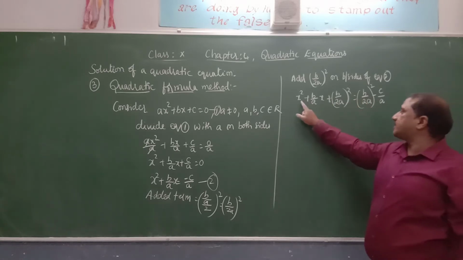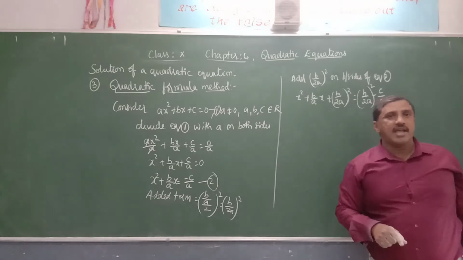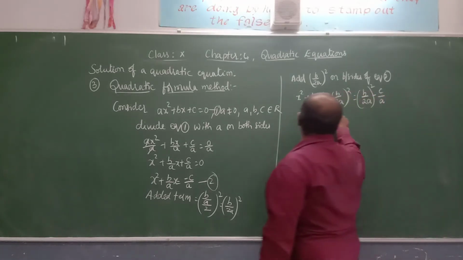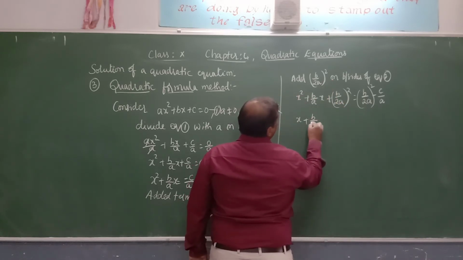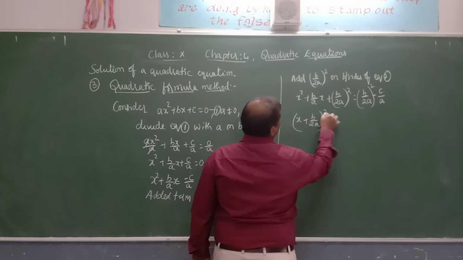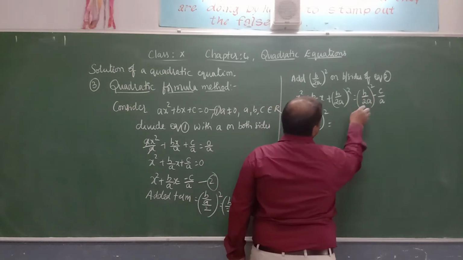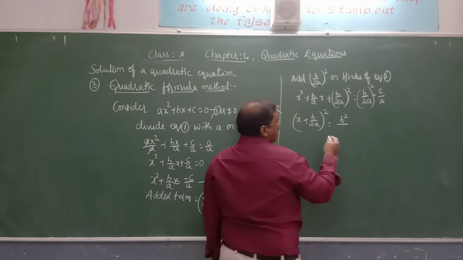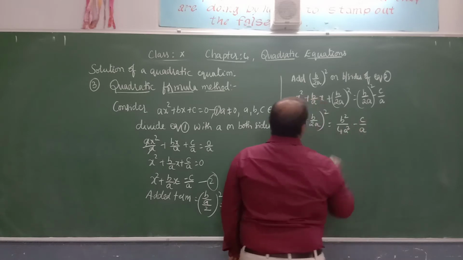Now if you observe this, it will be in the form of a square plus 2ab plus b square, that is the a plus b whole square form. Now it is in the form of a plus b whole square, that is x plus b by 2a whole square is equal to, simplify that, b by 2a whole square is b square divided by 2 square a square, that is 4a square, minus c by a.